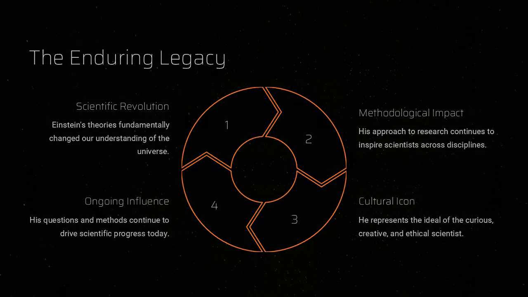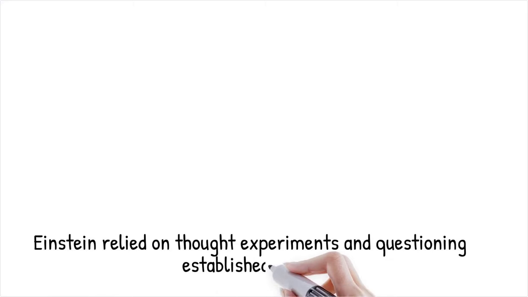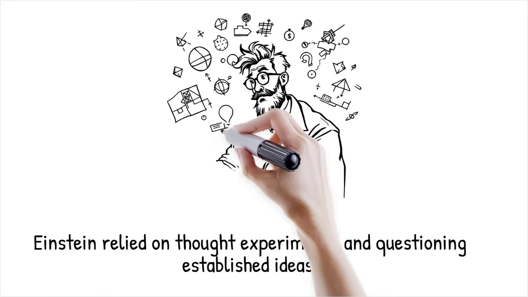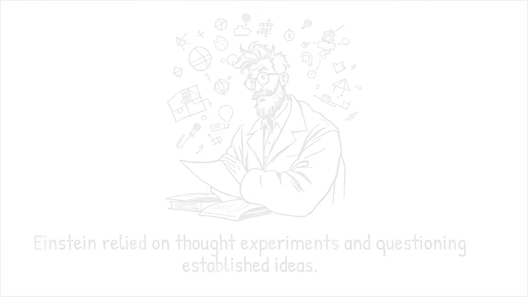Einstein's research methodology was characterized by a deep reliance on thought experiments and conceptual analysis, rather than solely on empirical data. He believed in questioning established ideas and reimagining fundamental principles to explain natural phenomena, and his approach combined rigorous mathematical reasoning with intuitive insights into the workings of the universe. This method allowed him to develop groundbreaking theories that reshaped modern physics.